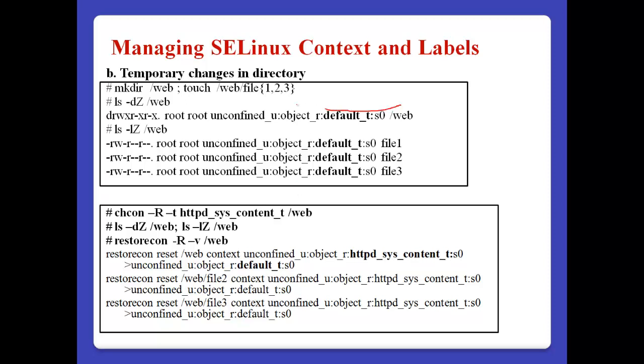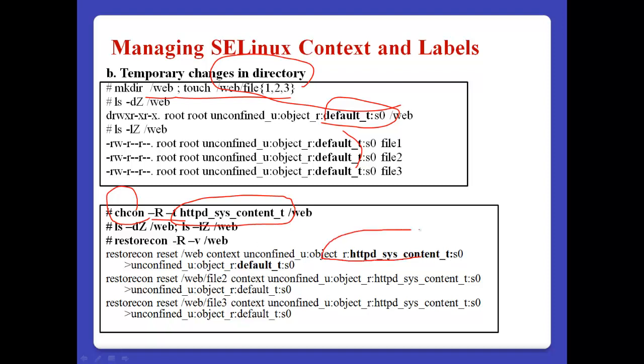Temporary change in directory here. For example, if we create this directory web and create files file1 to 3, we can see the default file type. Here, chcon -t with file type httpd_sys_content_t. Then we can see this one is changed like this. This one too, the file type as well.